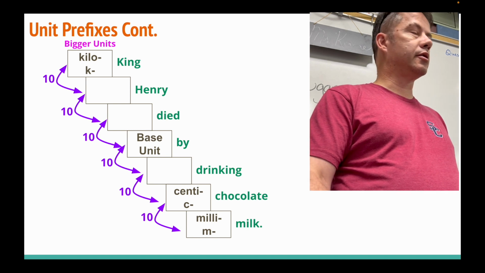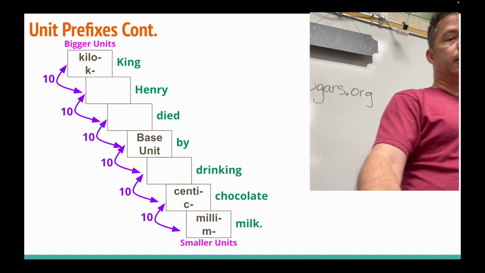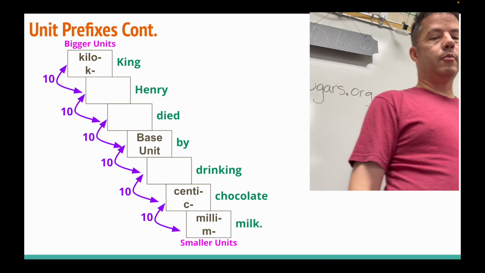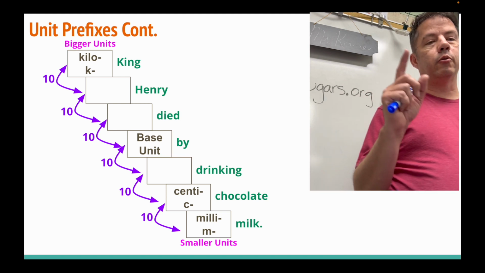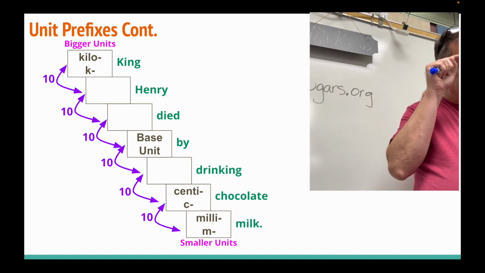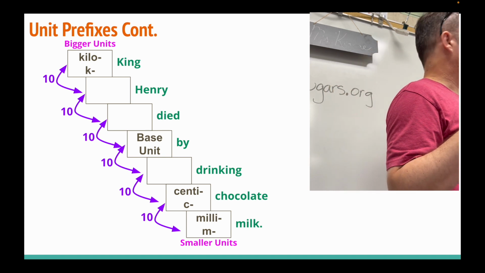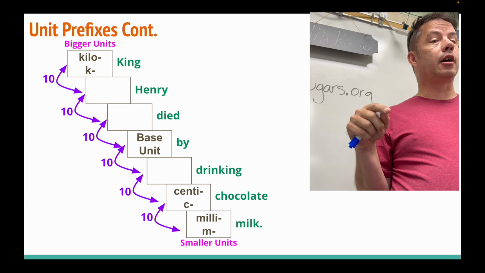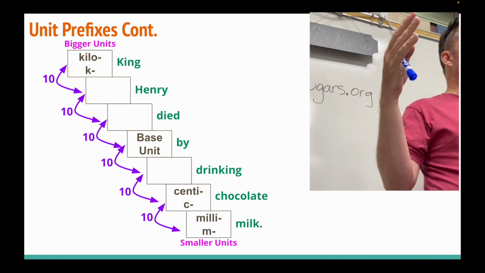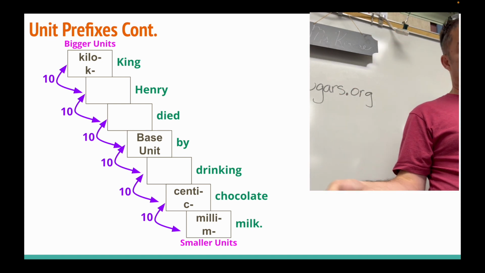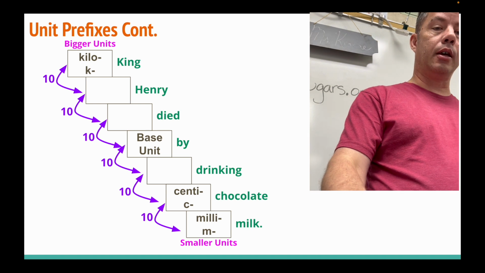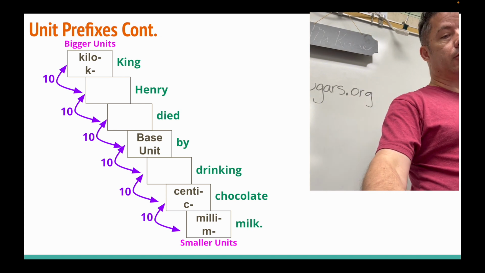Okay, this is large distances, really big units. Milli is smaller units. If you look on your ruler, those little bitty tiny lines, that's a millimeter. 1.6 kilometers is the same distance as 1 mile. So kilo is really big. Milli is really, really, really small.